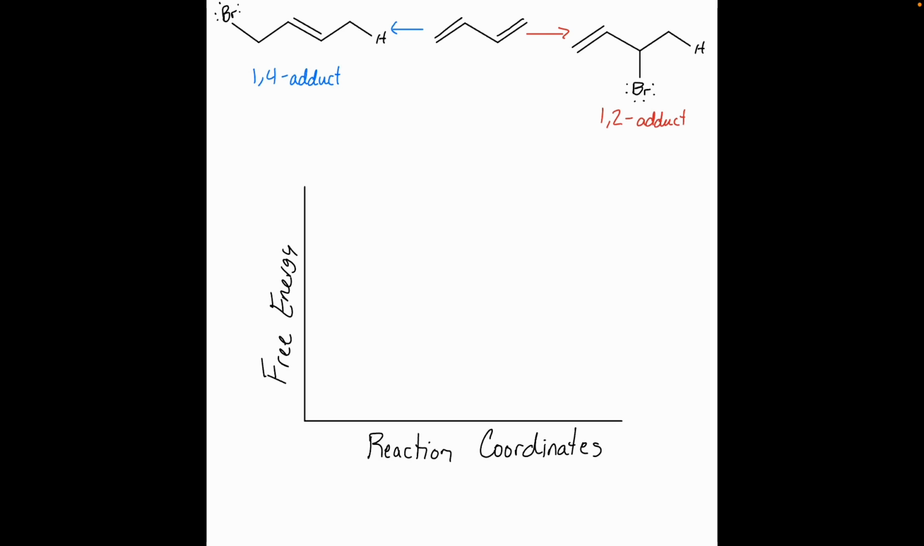All right. So first reaction here, our 1,2 adduct. These are reactions that are favorable. All right, so we're going to see a decrease in our free energy.